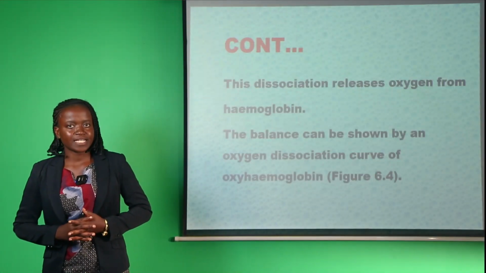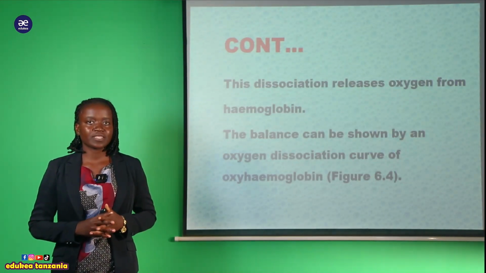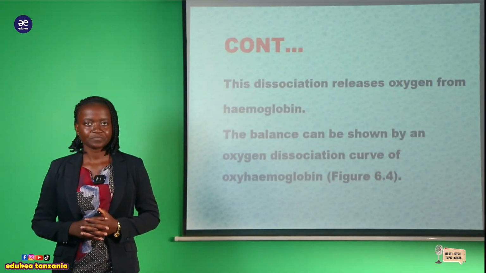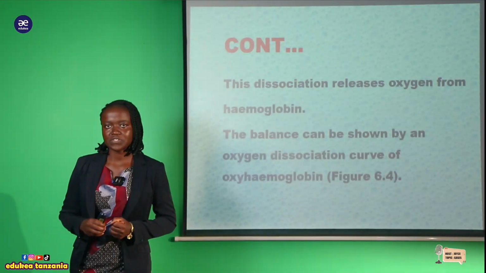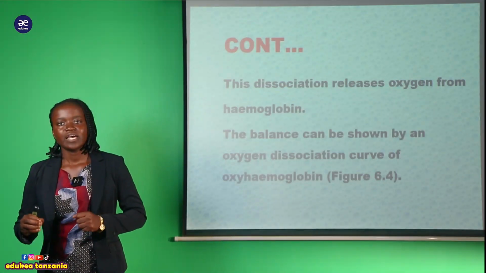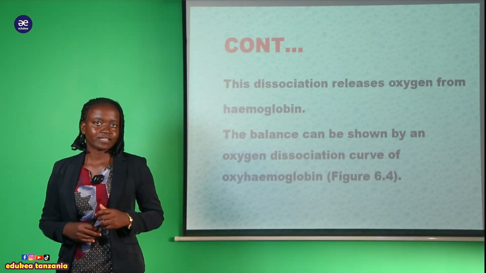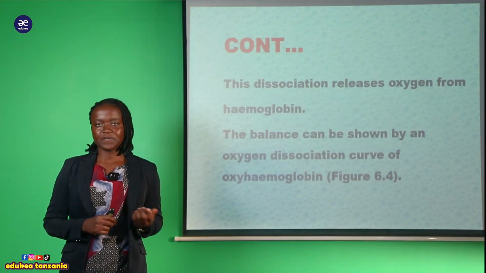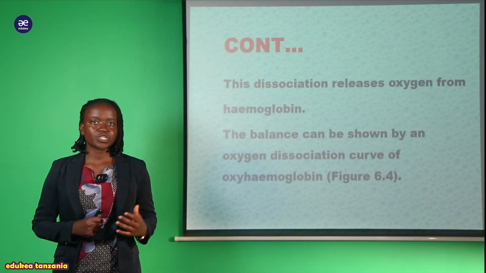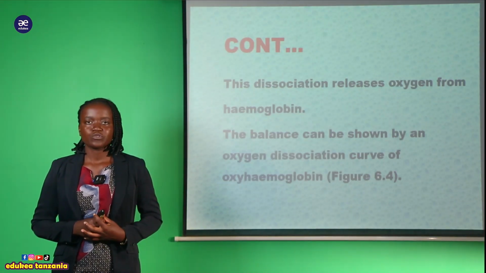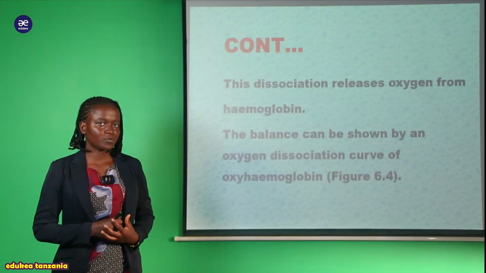Students, here we are proceeding to look at oxygen transportation within the body of a vertebrate. We have seen that about 98% of oxygen is transported by hemoglobin, which is the structure found in the red blood cell. And we have seen in the previous session the combining of hemoglobin together with the oxygen in the formation of oxyhemoglobin.